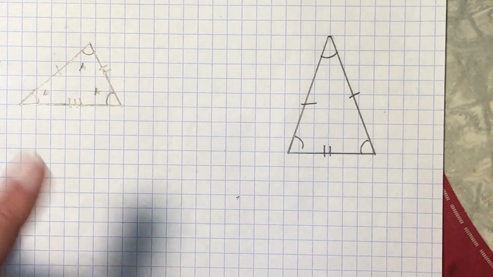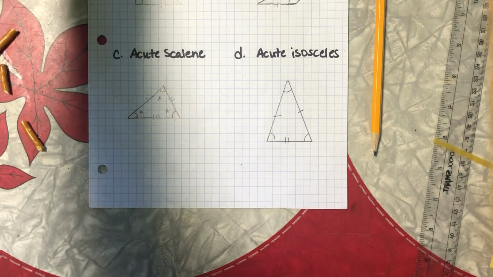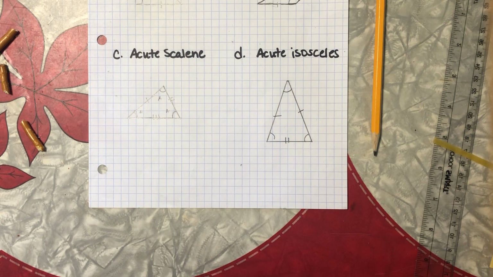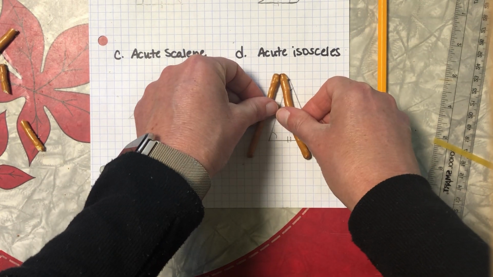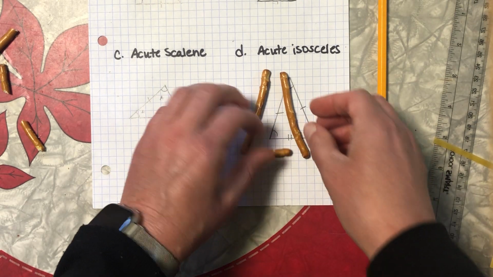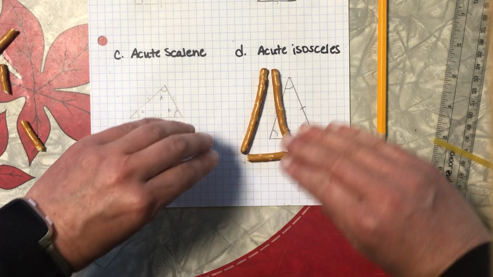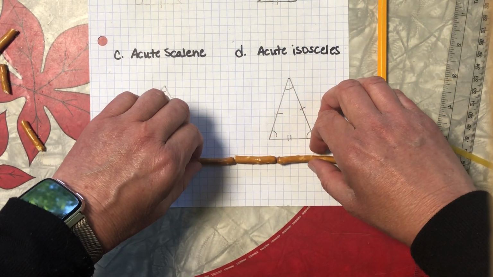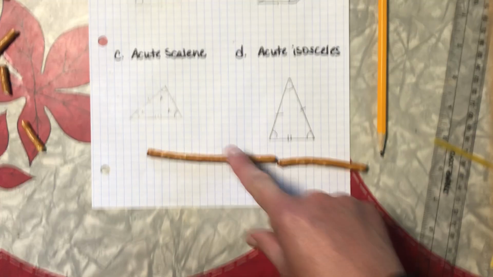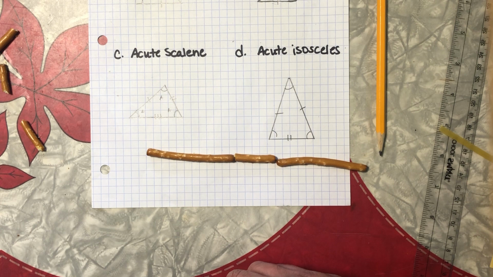Now I told you a few minutes ago that I was going to show you why triangles equal 180 degrees. And let me show you. I'm going to use my pretzels again. So take a look at my acute isosceles triangle that I made with pretzels. Okay, if I were to take my triangle and just lay it flat and take it apart, what would I have? I would have a straight line, wouldn't I? What's the angle measurement of a straight line?